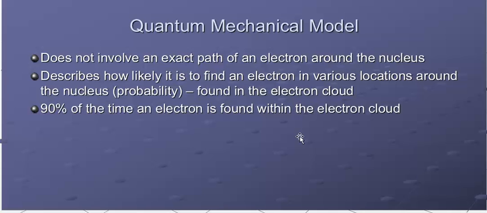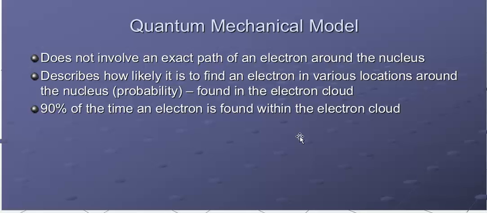And this is a very complex model. It's very difficult to understand at first. But the quantum mechanical model does not involve an exact path of an electron around the nucleus. The fact of the matter is we don't know where electrons are inside an atom. So the quantum mechanical model describes how likely it is to find an electron in various locations around the nucleus. It's based on probability. Based on probability, 90% of the time an electron is found within the electron cloud.